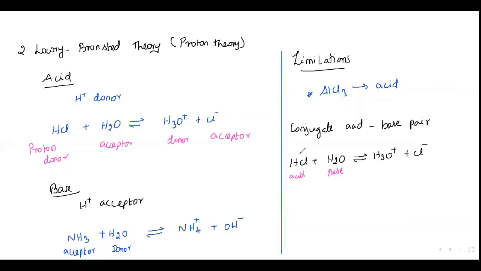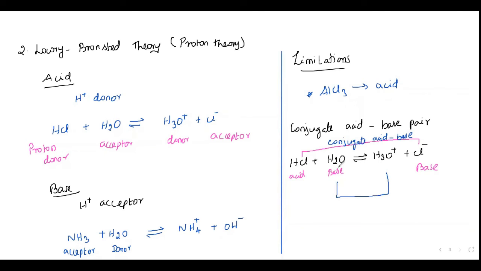Okay, HCl donates H plus. So after donating H plus, what is left? Cl minus is left. Okay, this is base. So this is a conjugate acid base pair. The Cl minus came from HCl after donating H plus, hence it is called conjugate acid base. Like one more, H2O and H3O plus.